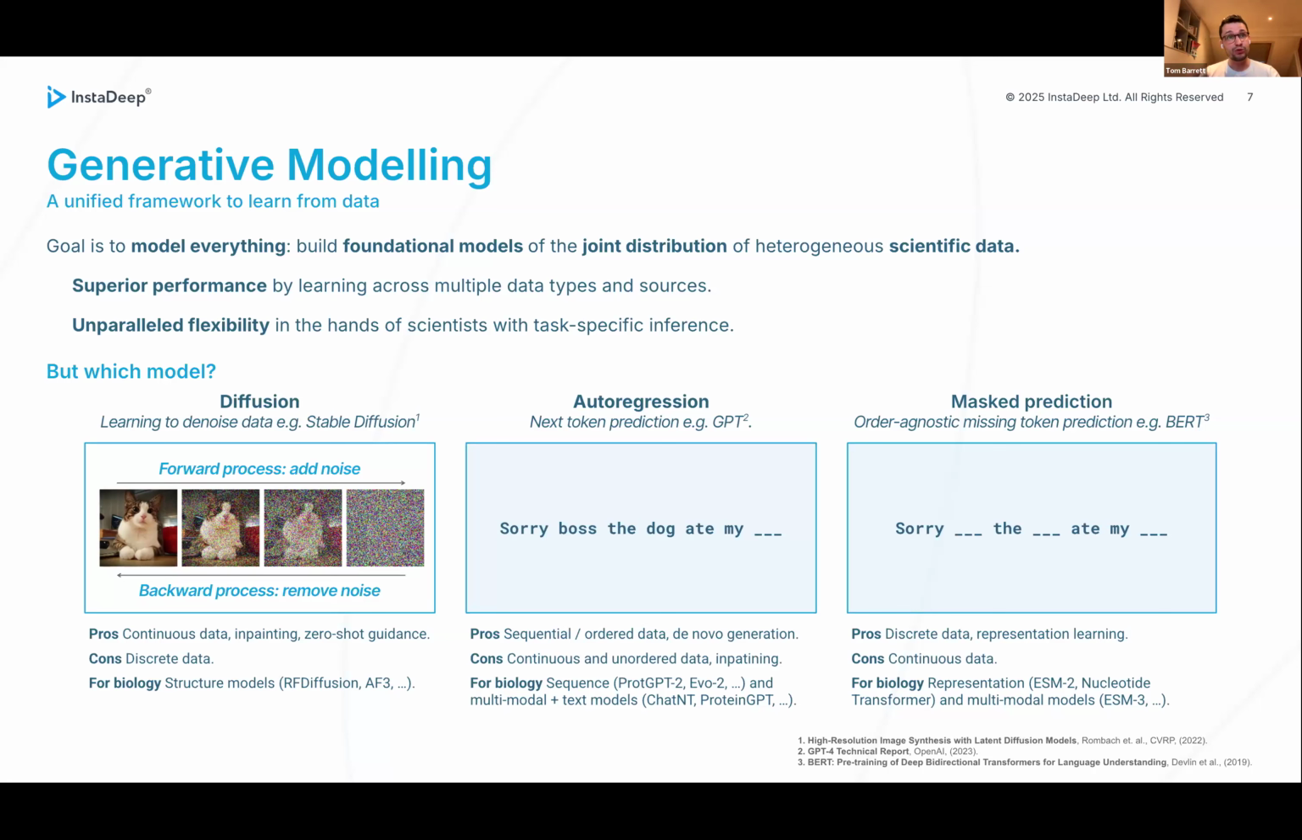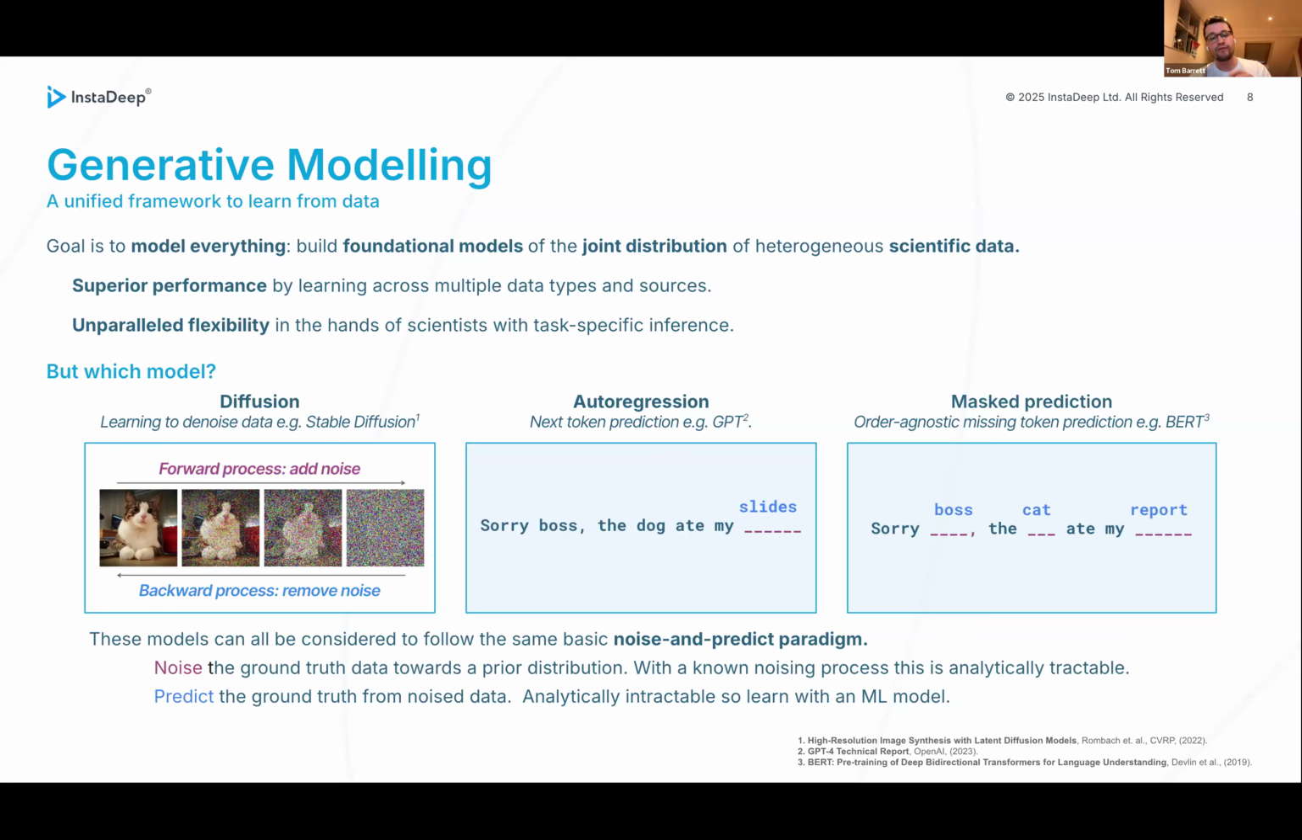If you wanted something more towards that flavor, you would look toward masked language modeling, the BERT models, ESM models in biology being a classic example here. These are often used for representation learning, really strong for discrete data, but it's not as clear how to, out of the box, do de novo generation, make something completely new, because they're often trained to predict part of the input from the rest. But what all of these models have in common is that they follow the same basic paradigm, right? They noise and predict.